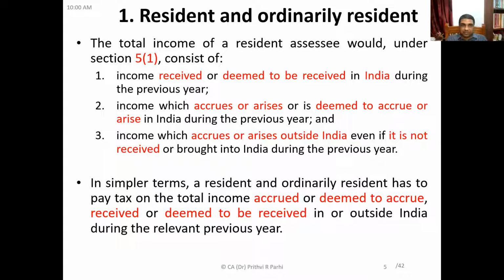Will you be able to remember this thing? If you read section 5.1, you can find these things are there. In simpler terms, a resident and ordinarily resident has to pay tax on the total income accrued or deemed to accrue, received or deemed to be received in or outside India. Is it clear to you? Yes, sir. Okay, good.